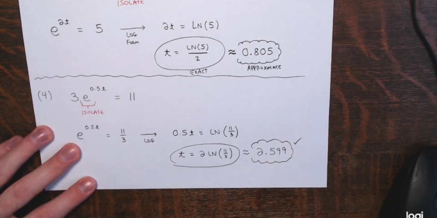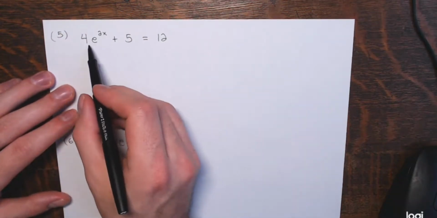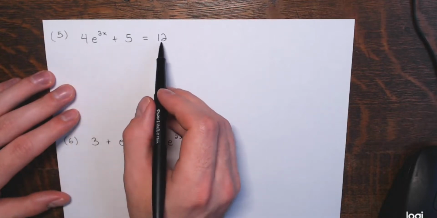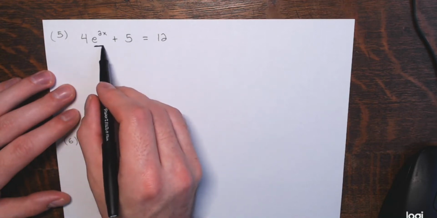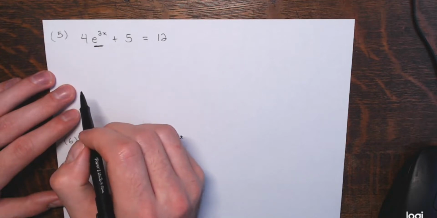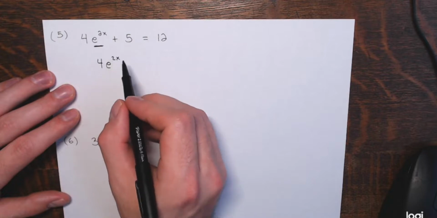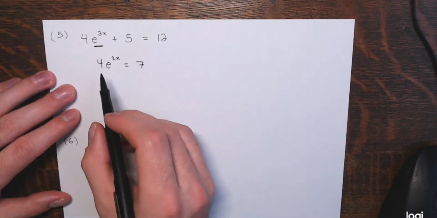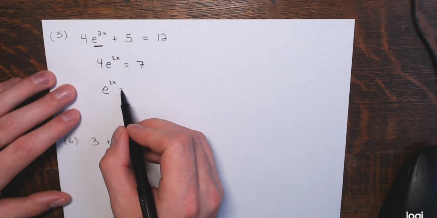Great, so number 5 is more of the same. Very similar. So you have 4 times e to the 2x, then you have this plus 5 here, equals 12. So get this e to the 2x by itself. First I would subtract 5. 4 times e to the 2x would be equal to 7. All right, 12 minus 5. Then divide by 4. So e to the 2x equals 7/4.